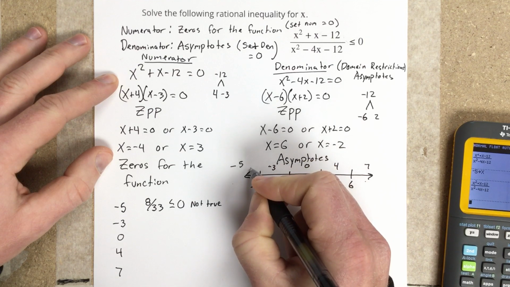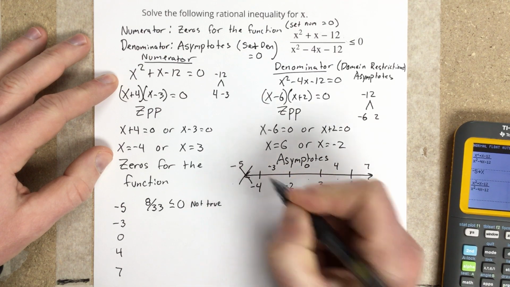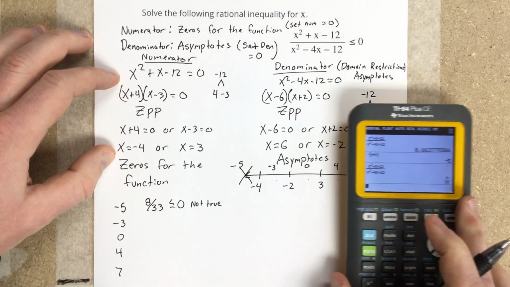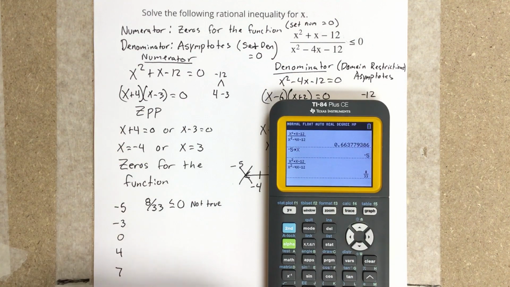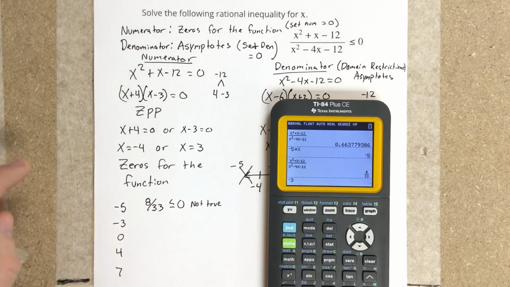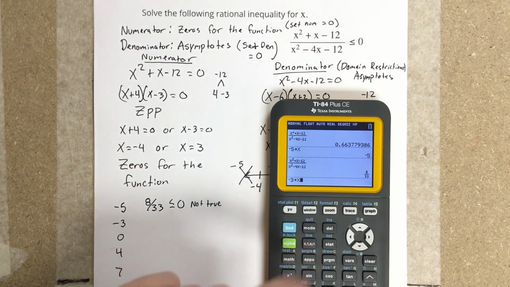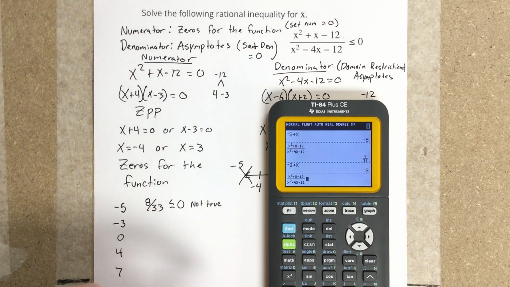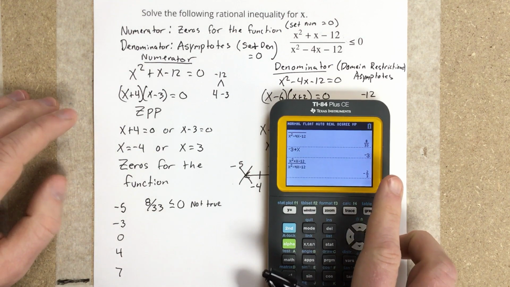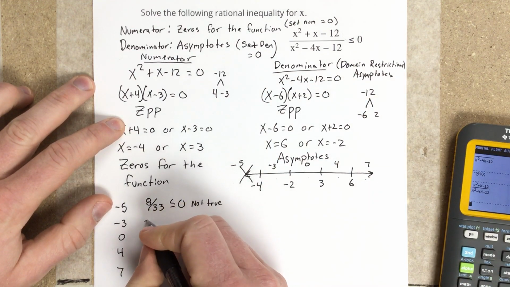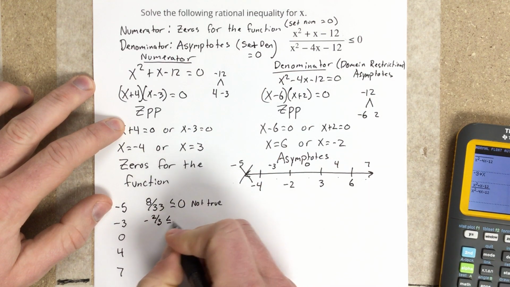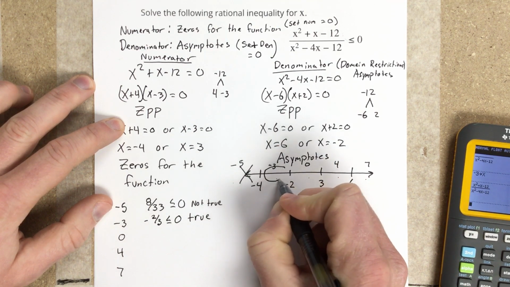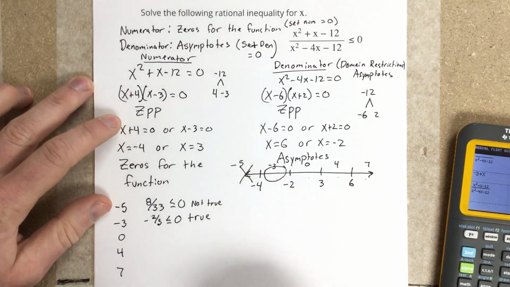So we're going to cross this out. Can't work. And then we're going to go and plug in -3. So we'll say -3, and we'll store it as x. And then we'll grab that function again. And this time we get -2/3. Let's write -2/3 less than or equal to 0. That is true. So this area is where we have some solutions.